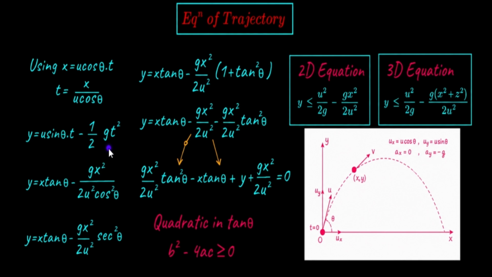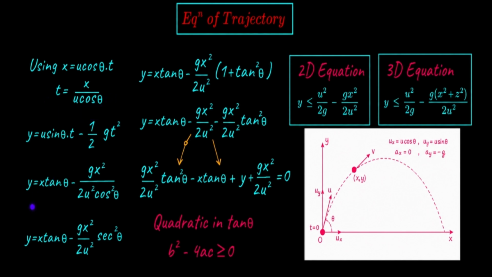Now, these two equations are called parametric equations. Why? Because both x and y are expressed in terms of a third variable, the parameter t, which is time. If I give you a value of t, you can find both x and y. But what if I want a direct relationship between x and y? I don't want t in the picture. I want to know, for a given x, what is y? For that, I need to eliminate t. And that brings us to the equation of trajectory.